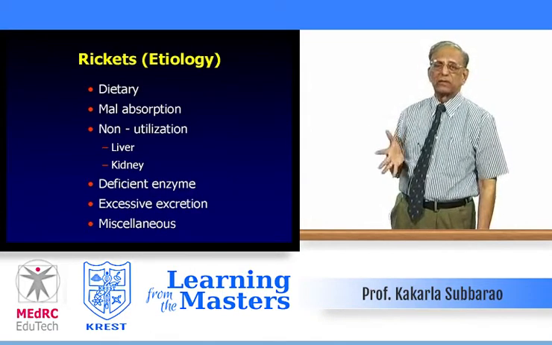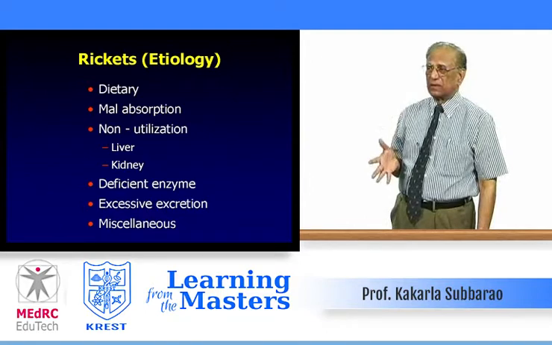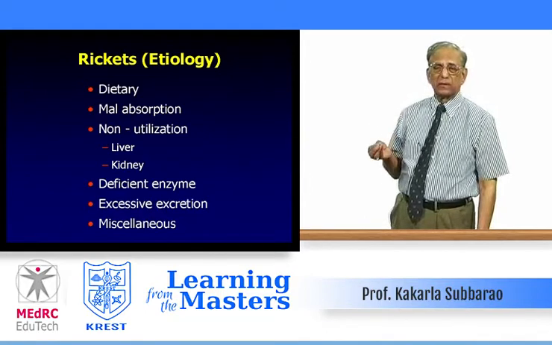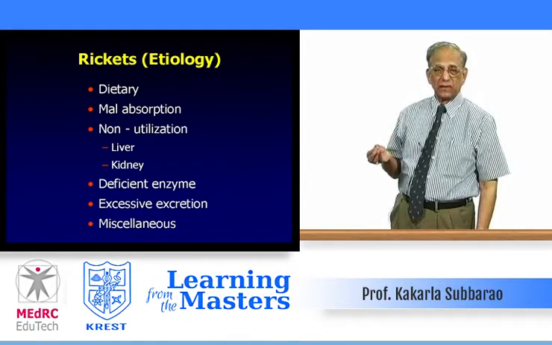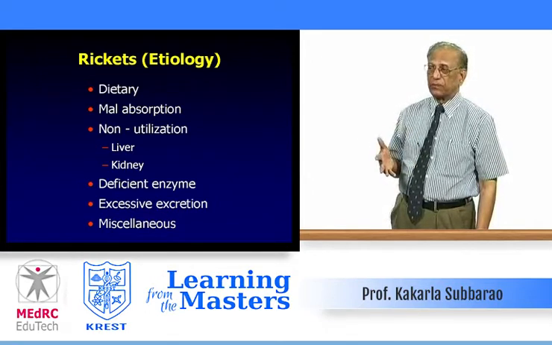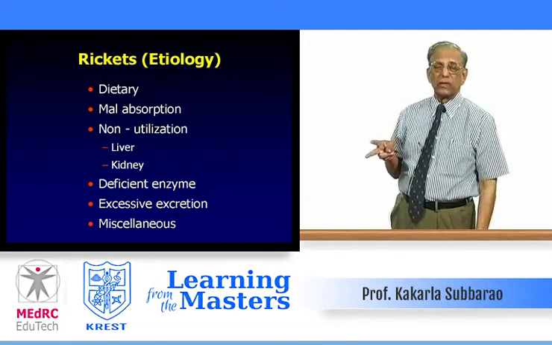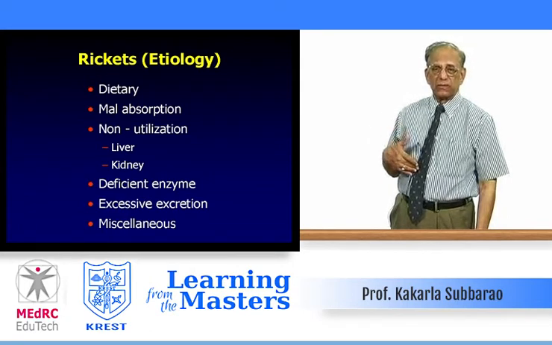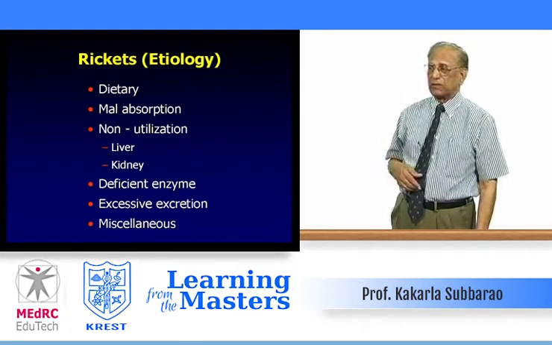Rickets. What is the etiology of rickets? Not necessarily dietic, but dietary. All right, the patient or the child takes enough diet, but it will not be absorbed properly in the intestinal tract. So any disorder in the intestinal tract can produce rickets. Having absorbed, it will not be utilized. There are two stages of utilization. One, the liver. Two, finally, in the kidney. So if there are problems in the liver or in the kidney, rickets may result.